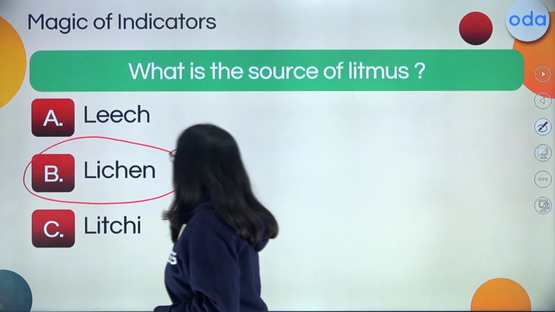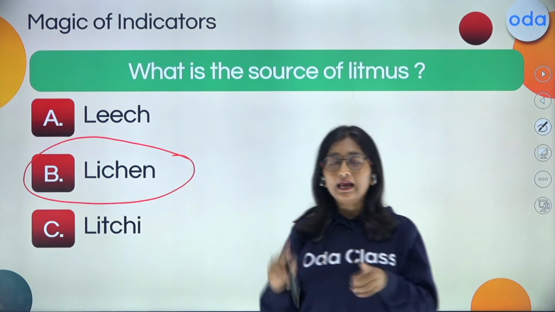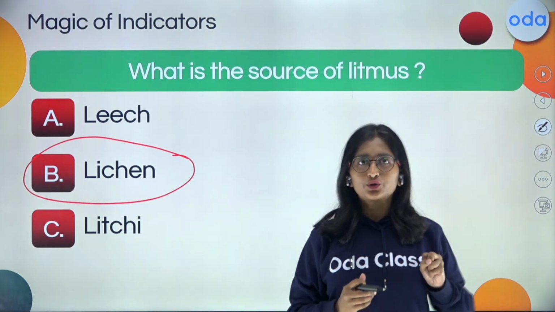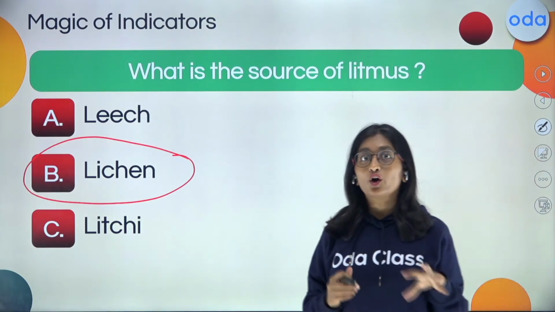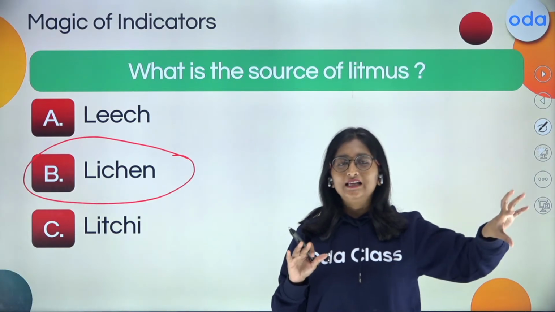That is going to be the lichen, and this is also referred to as a pollution indicator. The places which are devoid of pollution, like hill stations and all, you will find the lichen everywhere on the trees.